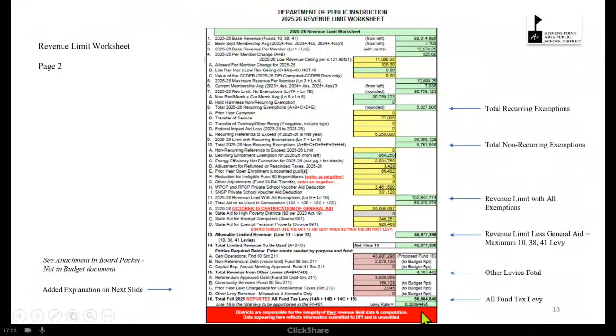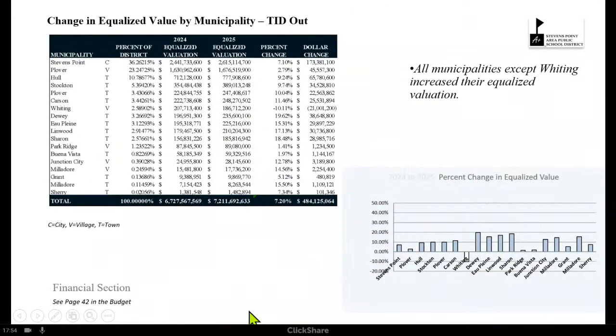That then gives us our levy rate of $6.94 per thousand. So that's how the levy is calculated. Now, the way the levy is distributed to municipalities has to do with equalized value. This table gives us the equalized value from last year compared to this year and the percent change. So we know our equalized value went up by 7.2%.